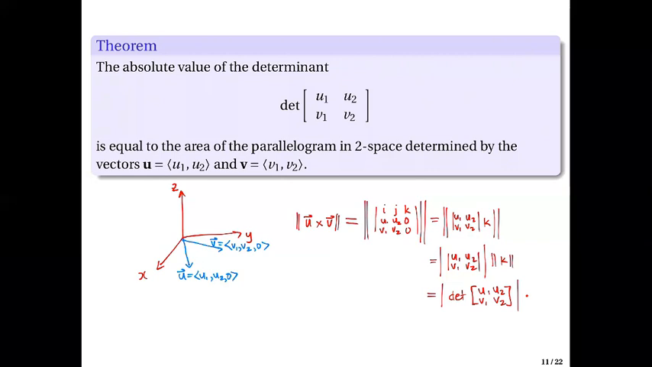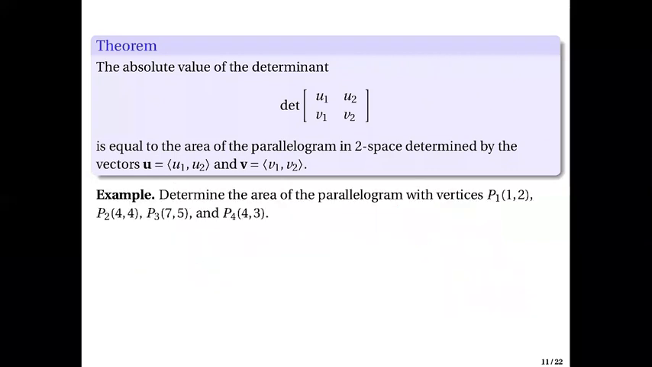Now, what about the following figure? Oh, sorry. Let's look at some example in here. Okay? So we want to determine the area of the parallelogram with vertices P1 (1, 2), P2 (4, 4), P3 (7, 5), and P4 (4, 3).